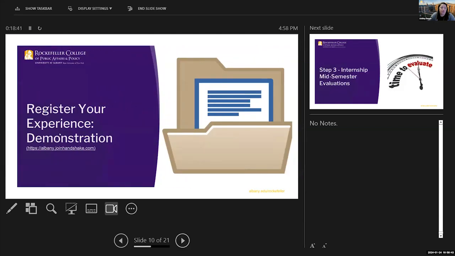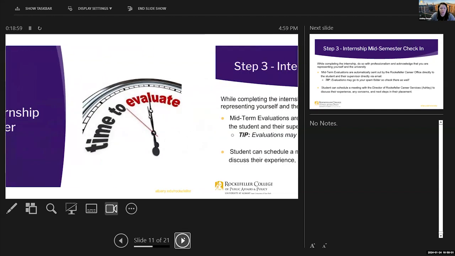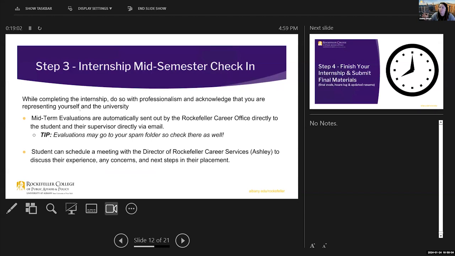Registering your experience, a little bit of a demonstration, and we'll go into that more at the conclusion. But I'm going to go through the steps in the process here. So the next step will be the internship mid-semester evaluations. There are 2 evaluations, mid and final. The mid-semester evaluation is done, as I'm sure you can expect, in the middle of your experience in the semester. It's automated through the system. You'll be notified by Handshake to complete the evaluation form accordingly. It's completed by you, the student, and the site supervisor.